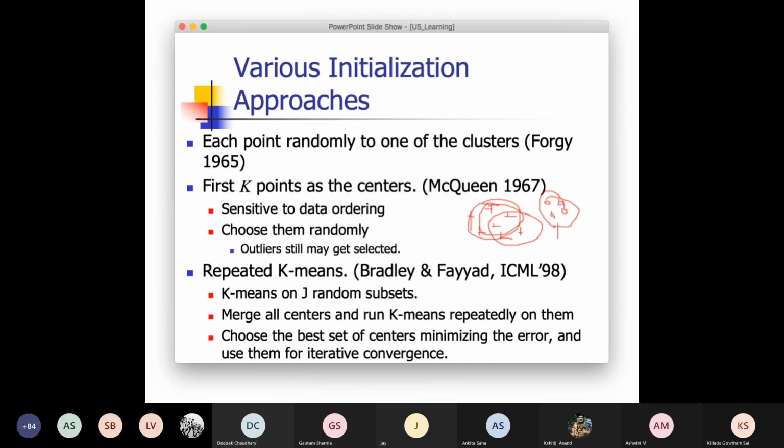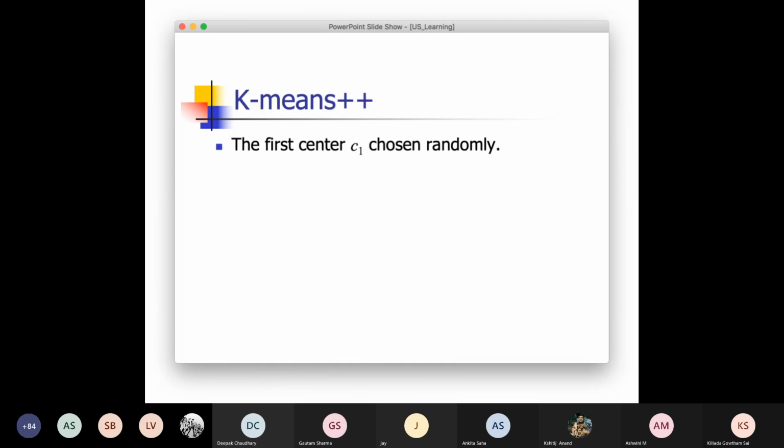So choose the best set of centers, minimizing the error, and use them for iterative convergence. So you can do it in various ways. Another popular extension of k-means is called k-means plus plus. This is used in many cases, and it is very popular as a variation of k-means.